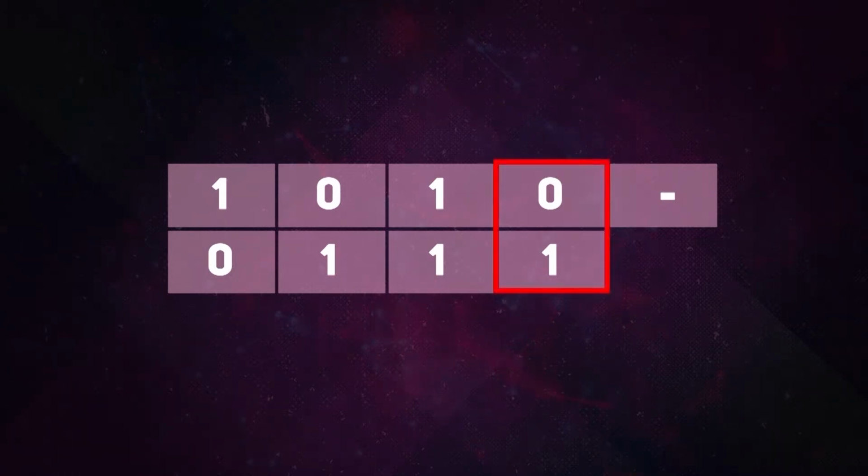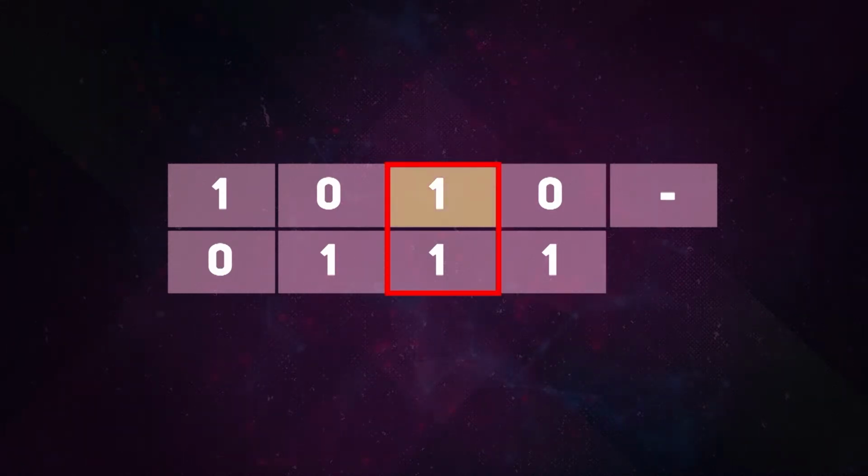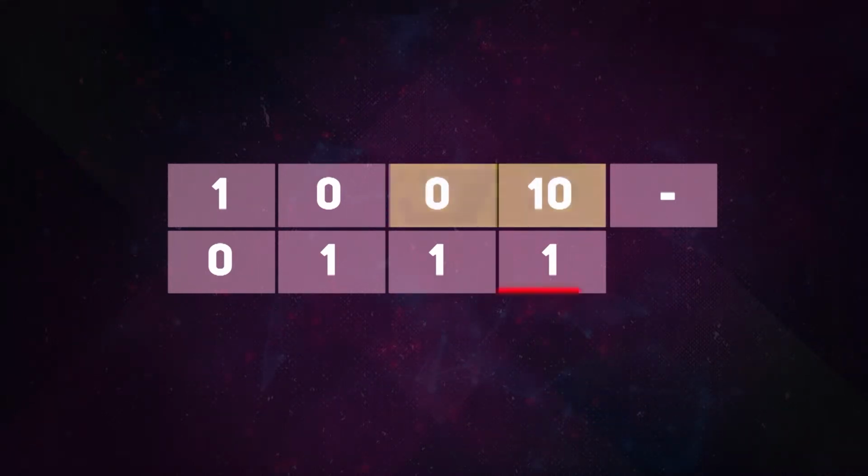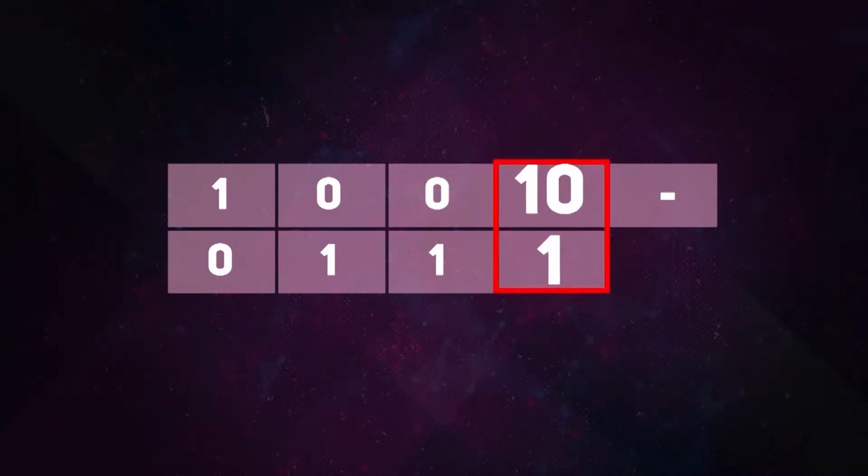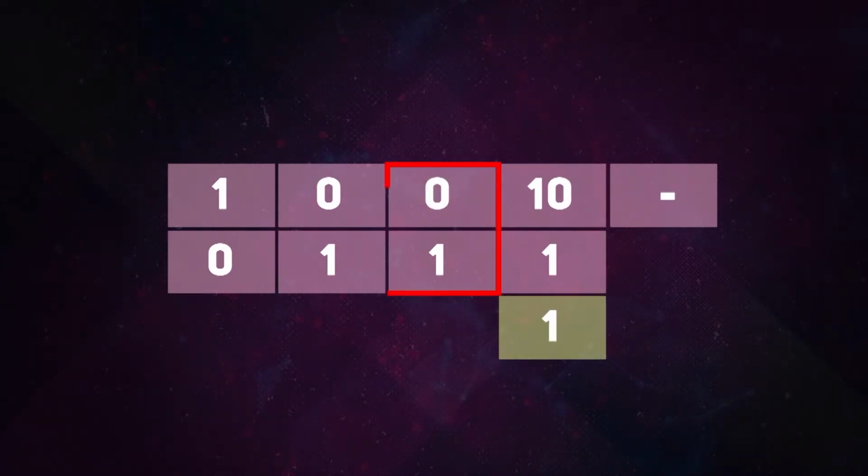One more problem, 1010 minus 0111. In the first column, it is 0 minus 1. We need to borrow 1 from the second column, which creates 10 in the first column and leaves a 0 in the second column. Then it becomes 10 minus 1. We get 1. In the second column, again 0 minus 1.